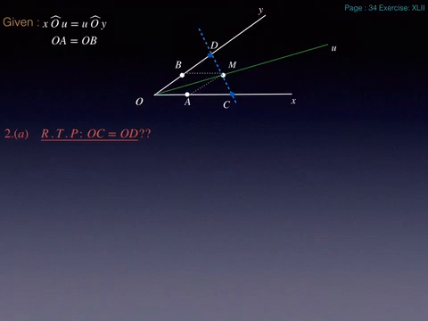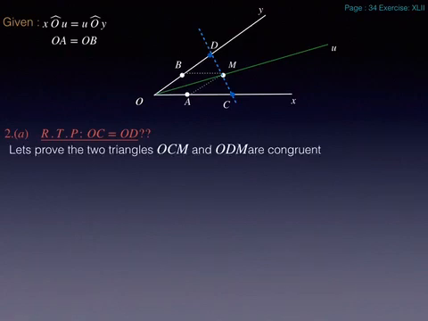So to prove OC and OD are equal, let us prove the two triangles OCM and ODM are congruent, and then after proving these two triangles congruent, we can deduce that these two sides are equal because OC is a side in the triangle OCM and OD is a side in the triangle ODM.